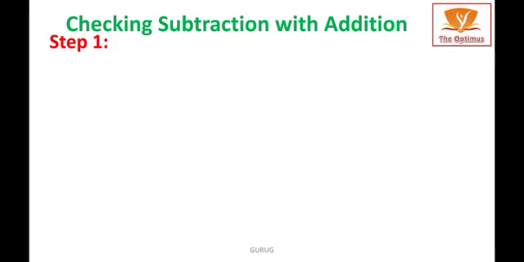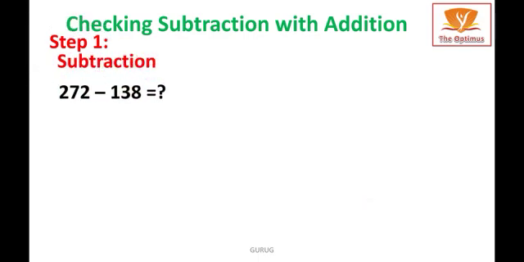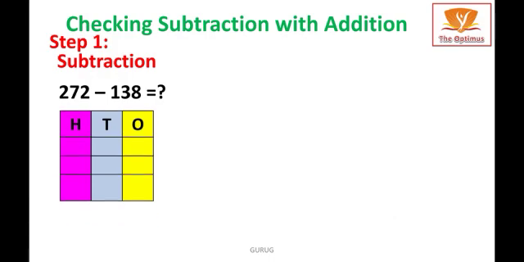Step 1, subtraction. 272 minus 138 equal to what? Yes, I am going to represent in place value chart. 272 minus 138. I am going to subtract ones place. 2 minus 8. It's not possible to subtract. So we are going to regroup tens to ones.